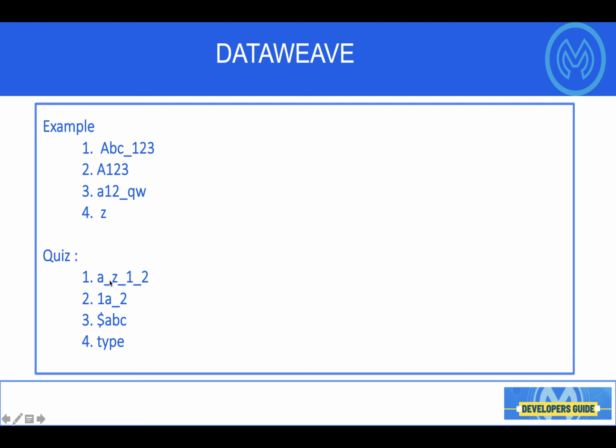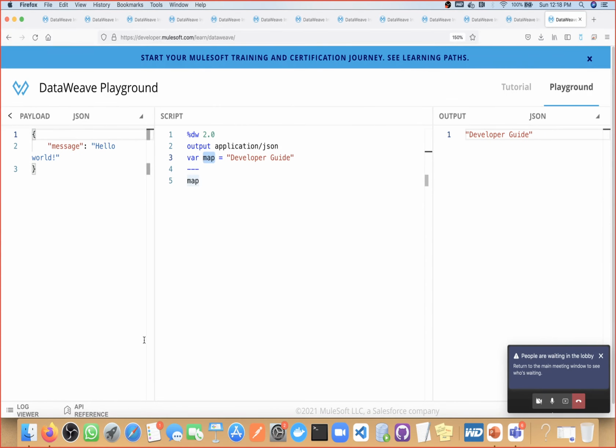Everyone needs to tell in chat which are valid variable names and which are not valid variable names. So put your answer like 1 2 3 4, yes no. Okay, let me go to chat and see how many people got this idea, what should be valid and what should not.